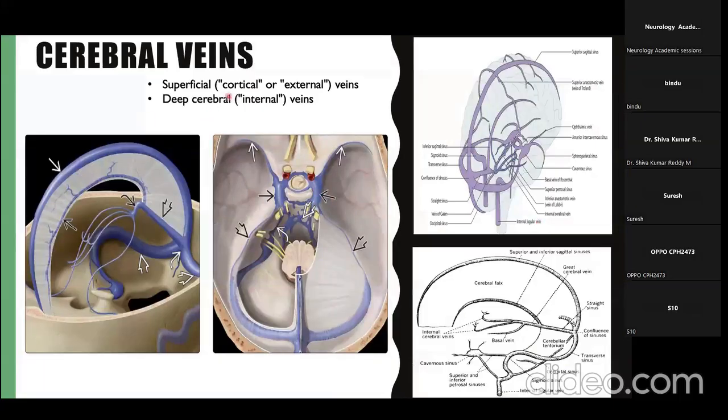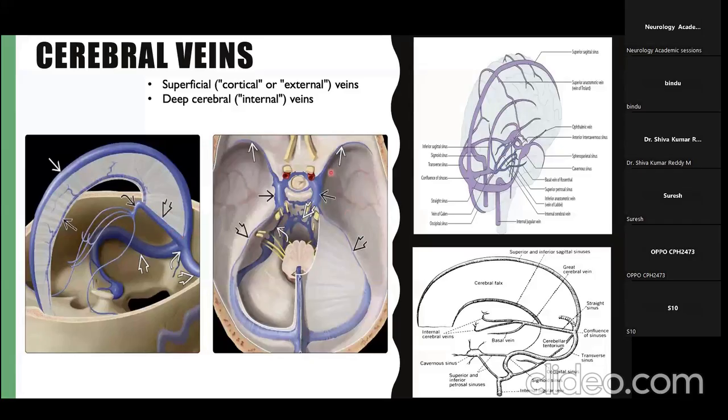Cerebral veins, other than sinuses, are superficial or external cortical veins and deep cerebral veins. Here we can see the falx cerebri holding the superior sagittal sinus and inferior sagittal sinus, and these are the deep veins. These are the internal cerebral veins, and this one is the basal vein of Rosenthal, draining into and forming the vein of Galen, which drains into the straight sinus.